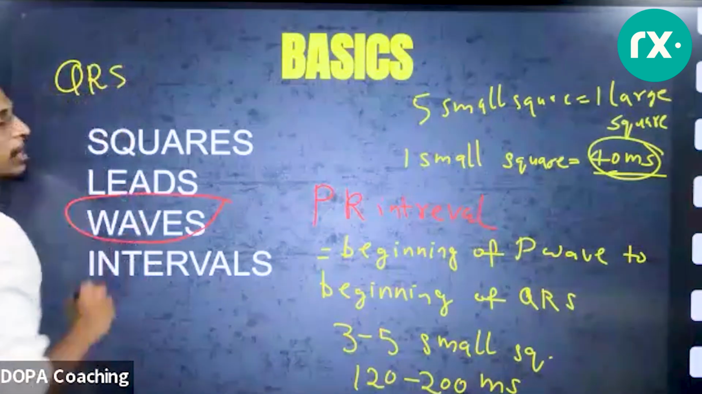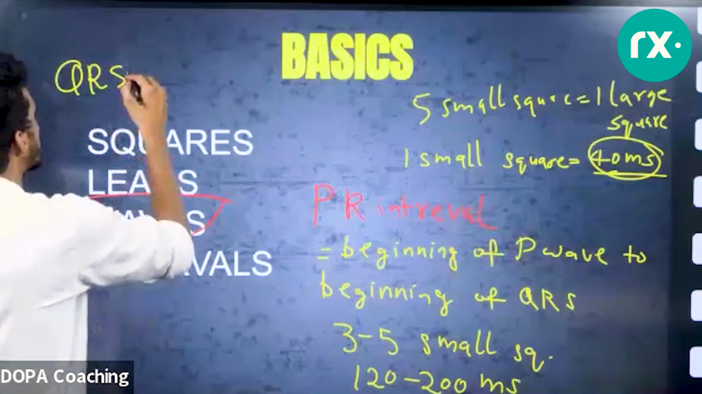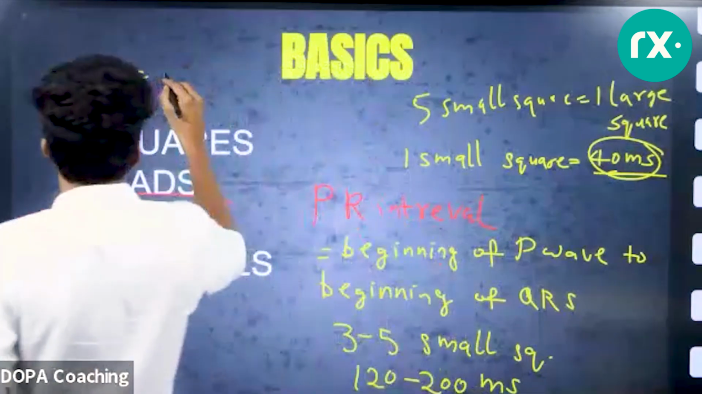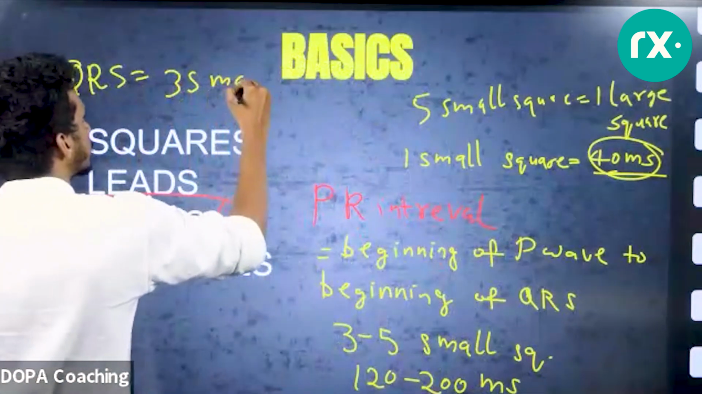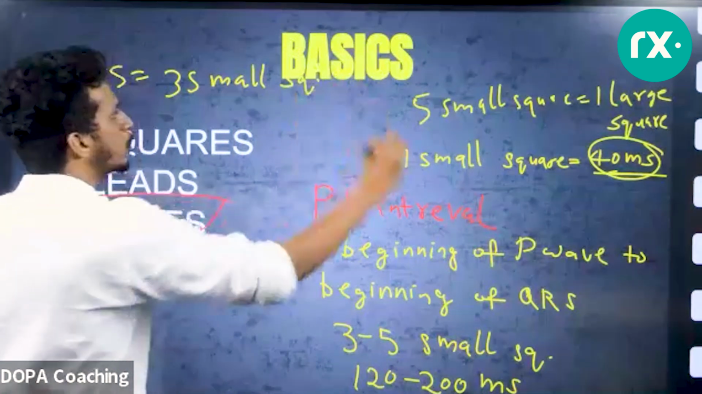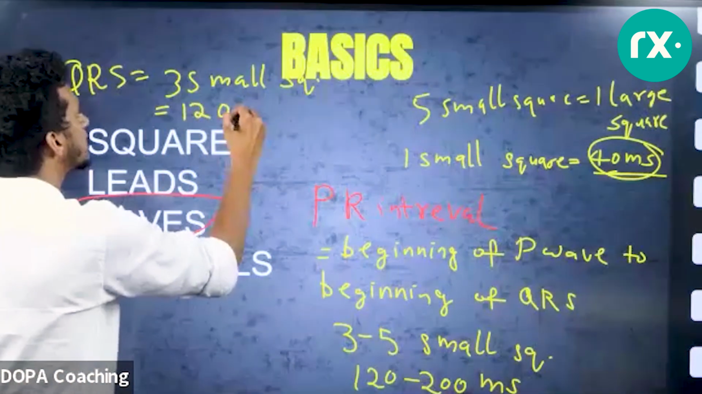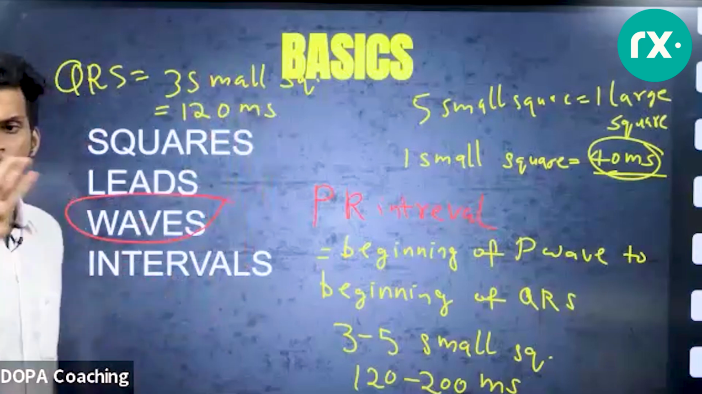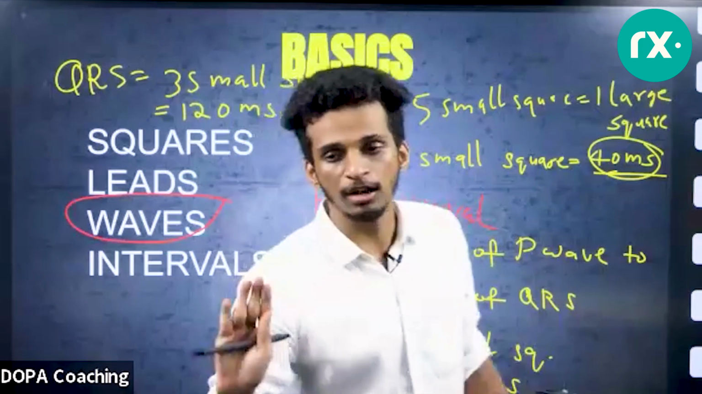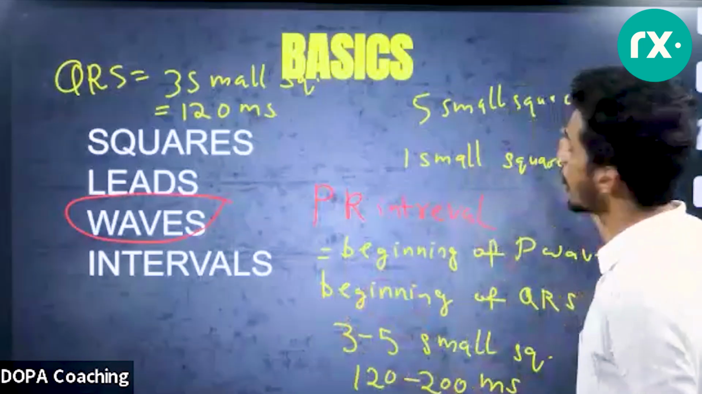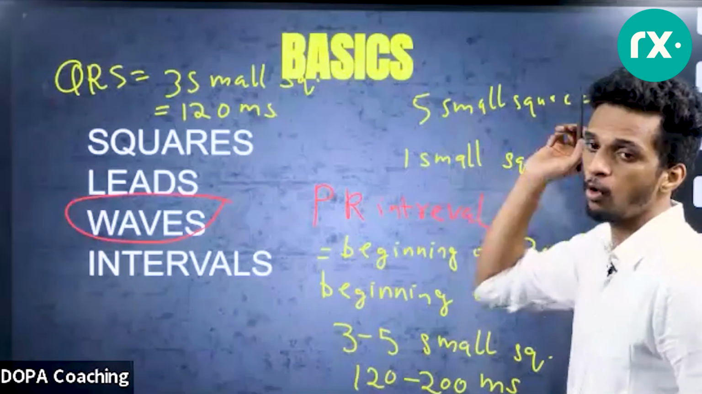About one more duration I need to mention here, because it's again important. That is the duration of a normal QRS. The duration of a normal QRS is around 3 small squares, which means its duration will be 120 milliseconds. So these are the basics. I have written each and every basic you need to know to read an ECG. In this slide, we have all the basics you need to know.